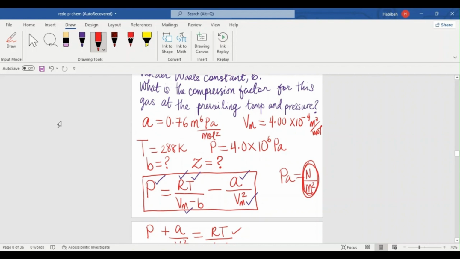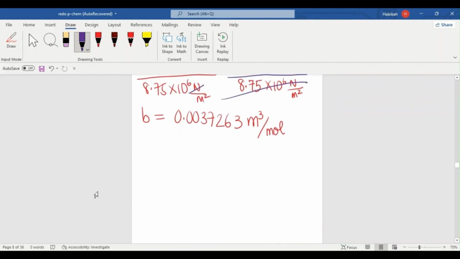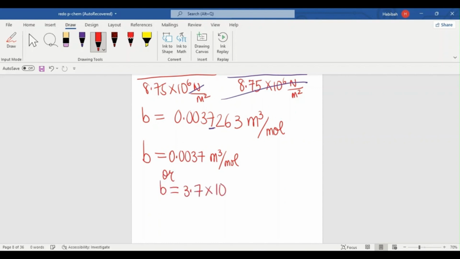In this case, our lowest number of significant figures is two, because we've got two significant figures here, three here, three significant figures there, three significant figures here, two significant figures. So we have to put our final answer in two significant figures. So it's going to stop right here. I can rewrite this as B is equal to 0.0037 meter cube per mole, or B equals 3.7 times 10 to the power of negative 3 meter cube per mole.